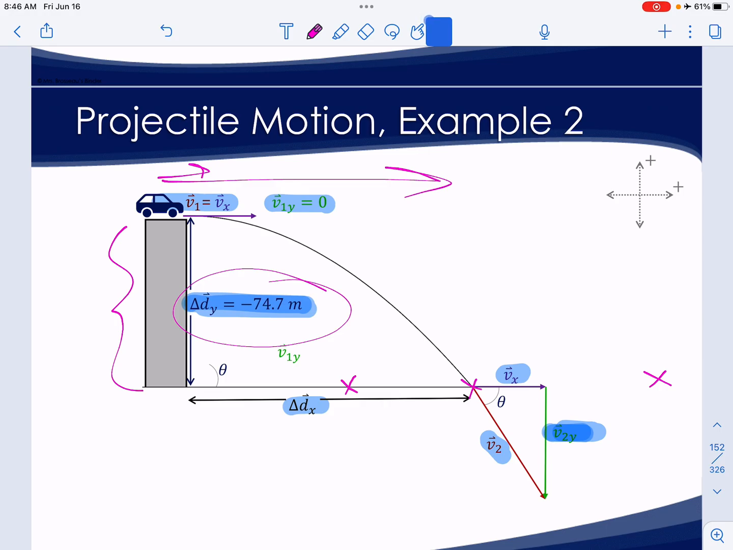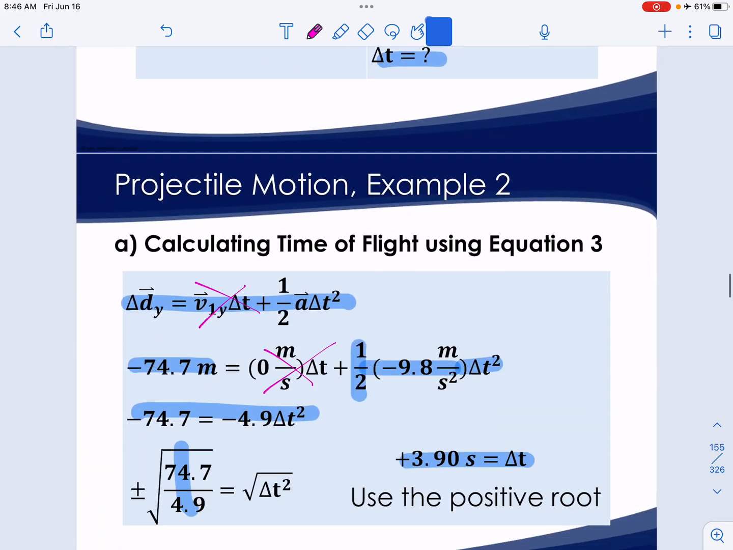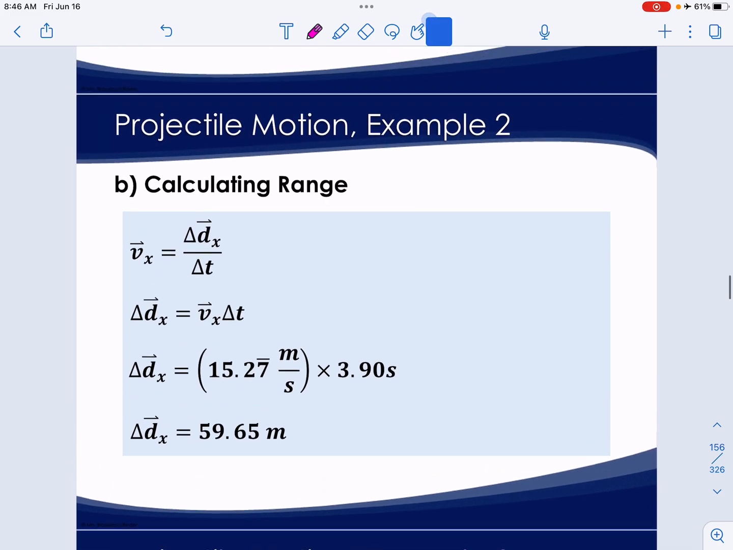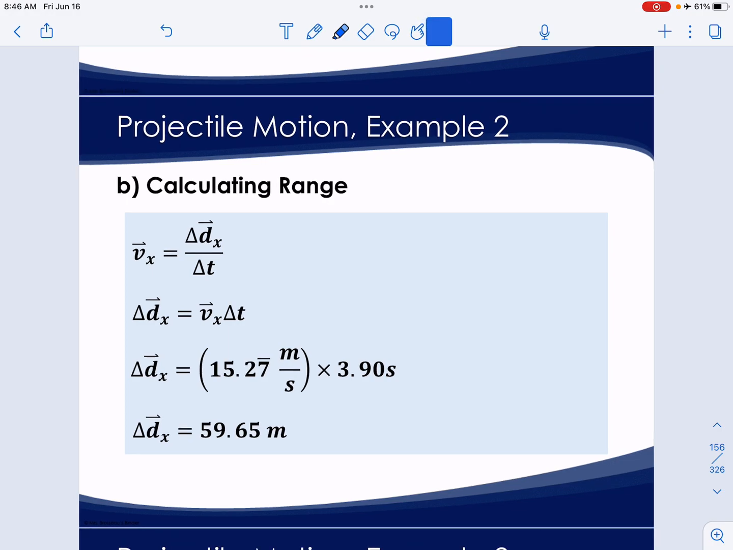So it took 3.9 seconds to fall that distance. Okay, so next we can calculate the range. Now that we know the time, we can see how far it goes. So we can use our average velocity equation, rearrange it to solve for delta dx, plug in the values, and we get delta dx equals 59.65.